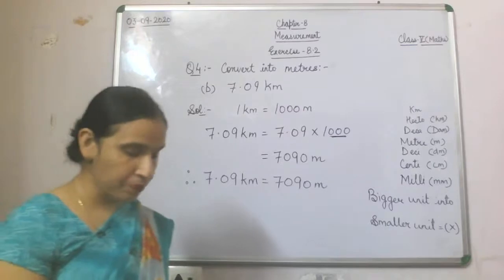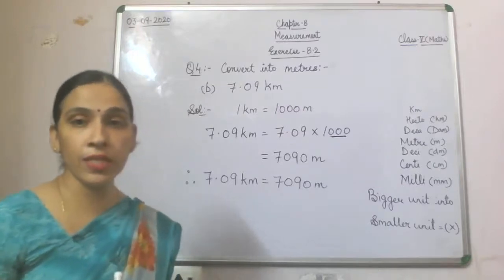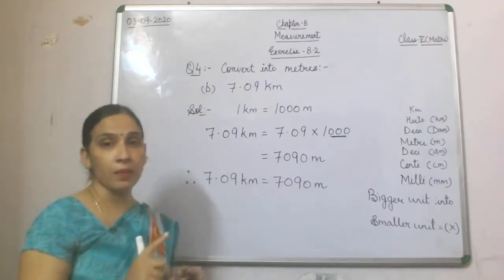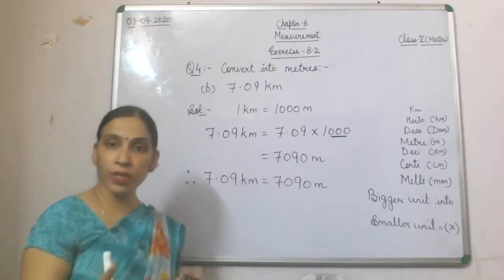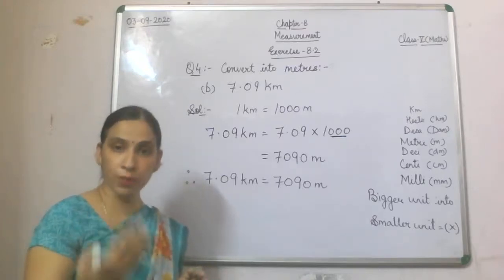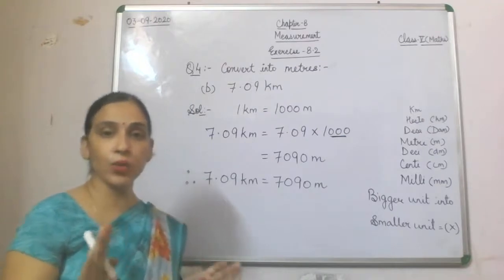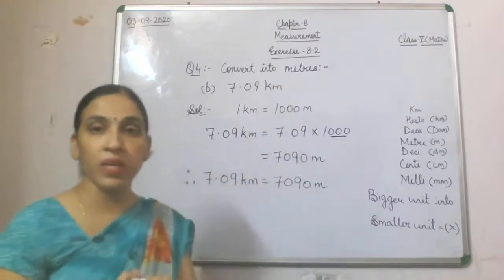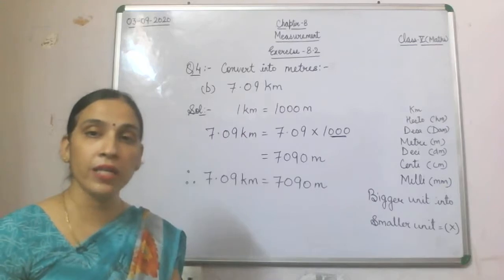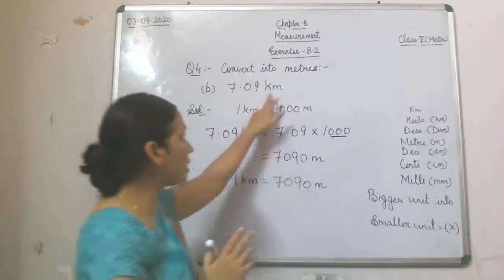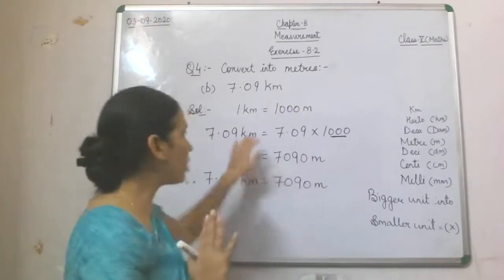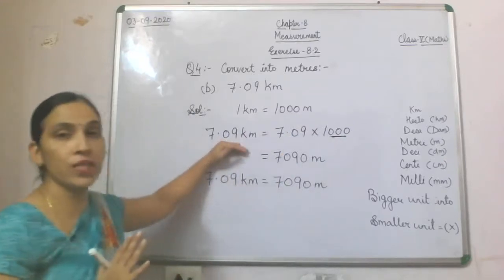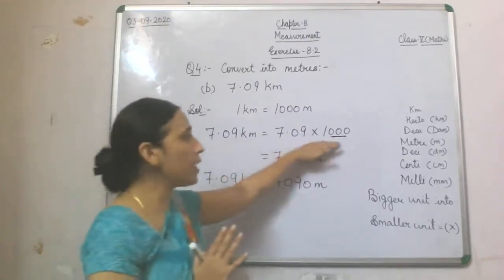7090 meter. So these are quite easy questions, but the only thing you have to remember is the basic step: the relation between the given unit and the desired unit in which you want to convert it. Fine. Desired unit means the unit in which you are supposed to convert it. Like here we have to convert into meter. So here we will find the relation between kilometer and meter. That in 1 kilometer we have 1000 meter. So the number which is given in kilometer will be multiplied by 1000.